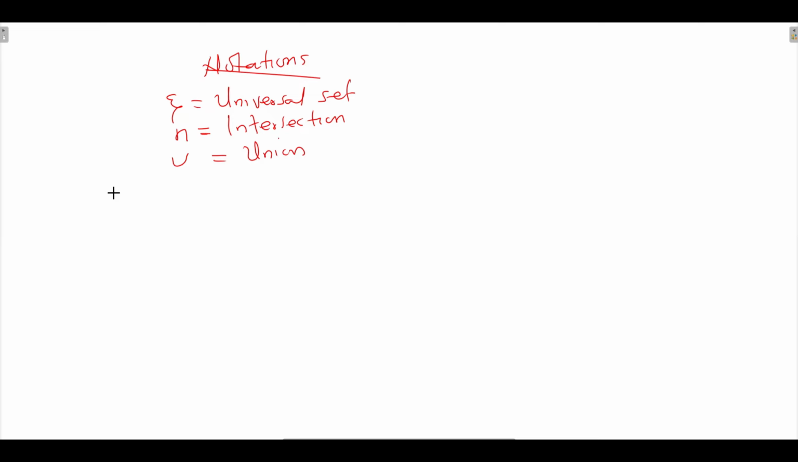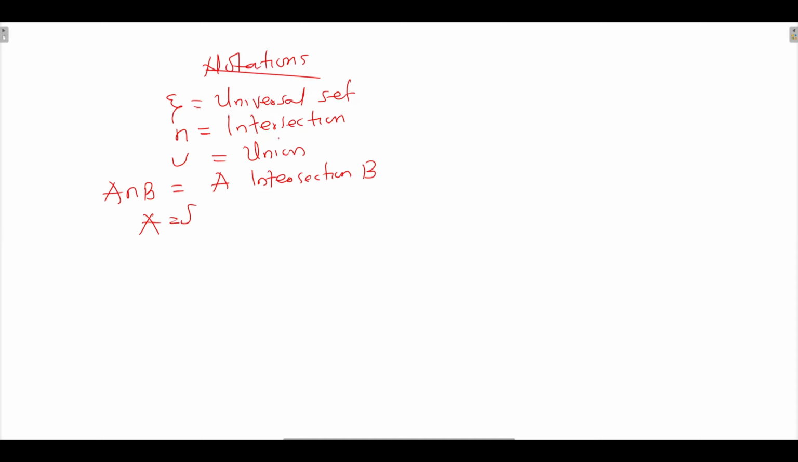If we say A and B, what I'm saying is A intersection B. And what does that mean? We are looking for the elements that are common in both A and B. Intersection means elements that are common to set A and set B.